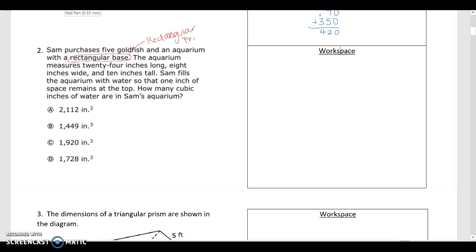So it's like a box, right? So the aquarium measures 24 inches long. Man, our numbers are in words. So 24 inches long, 8 inches wide, and 10 inches tall. He fills the aquarium with water so that 1 inch of space remains at the top. How many cubic inches of water is in the aquarium? Always, we want to draw a picture. So I'm going to draw a picture.